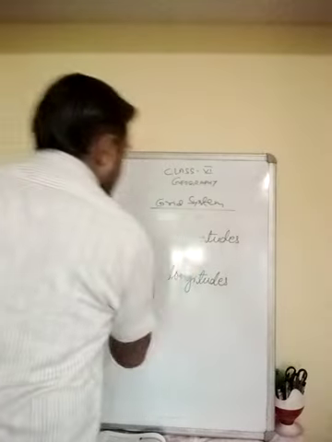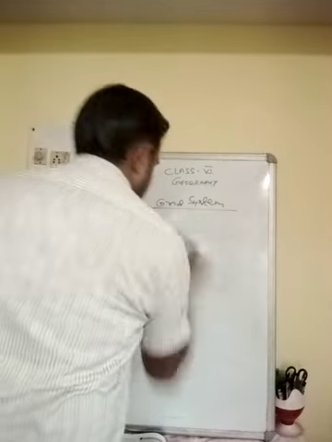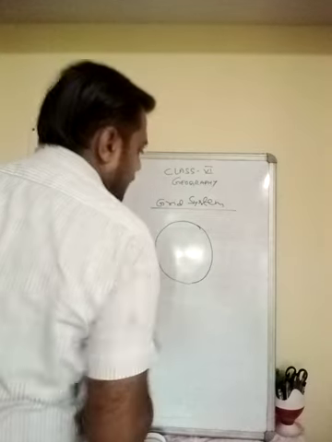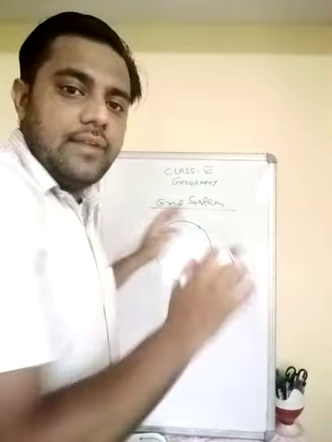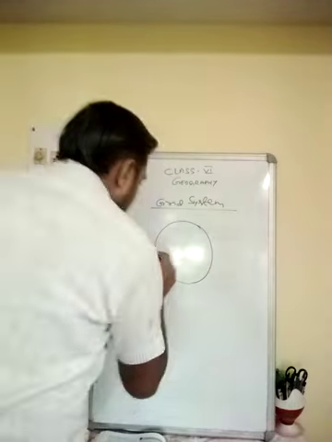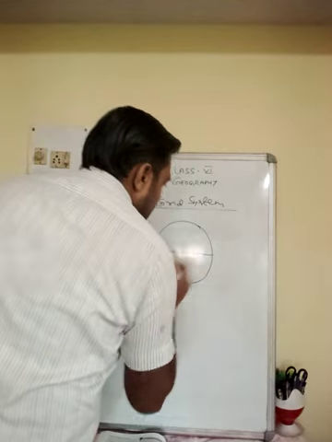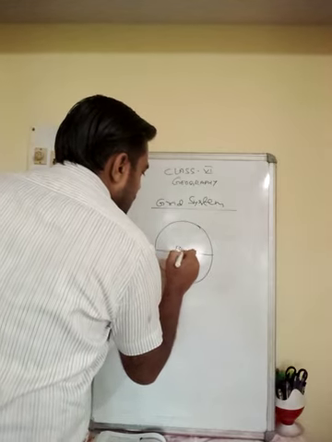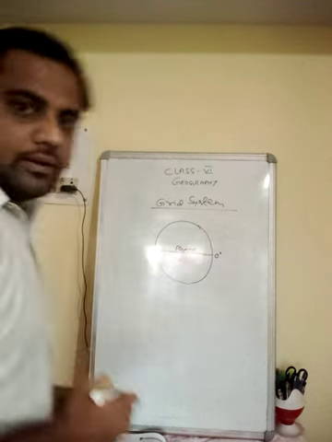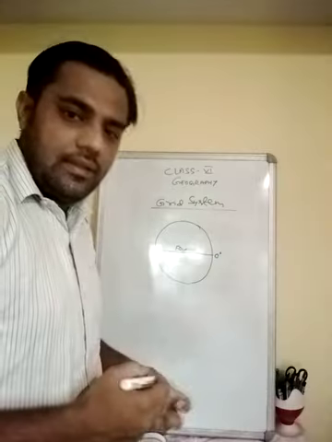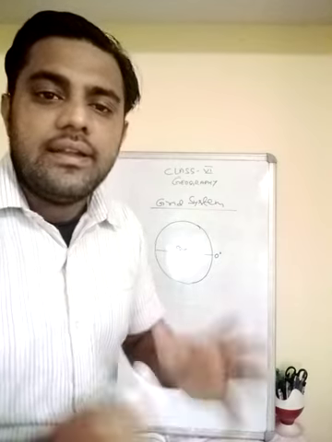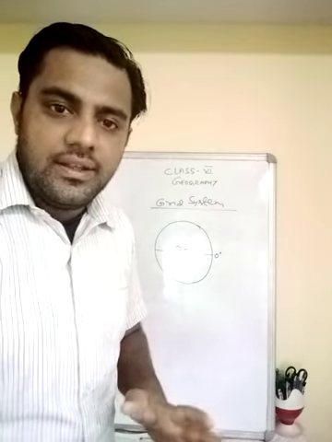Now children, if we take our Earth and let's talk about latitudes only here, then the first important latitude that we need to remember is the equator. Equator is 0 degree. The 0 degree latitude is known as equator. From this you can understand that whether it's latitude or longitude, they are always calculated in degrees.